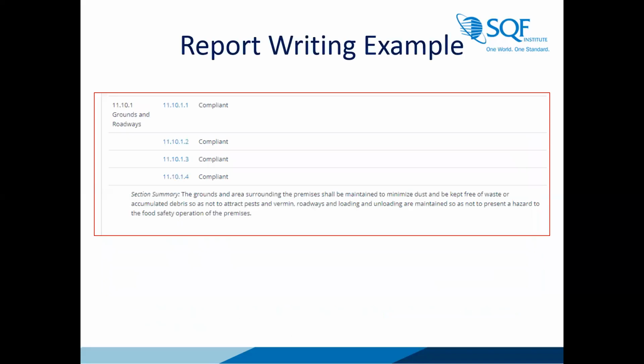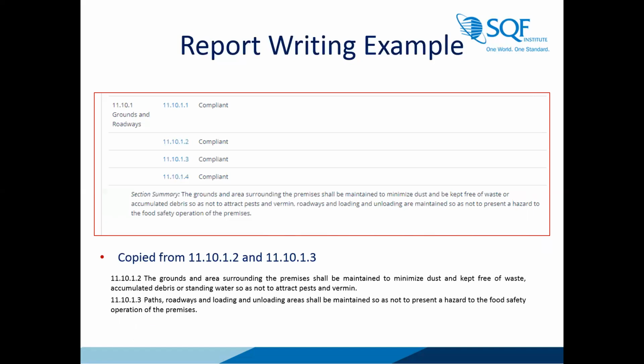The other example is regarding the sectional summary itself. It states here, the grounds and area surrounding the premises shall be maintained to minimize dust and be kept free of waste or accumulated debris so as not to attract pests and vermin, roadways and loading and unloading maintained so as not to present a hazard to the food safety operation of the premises, right? So that's really good, but this is literally copied from our code requirements, a combination of two code requirements. So I applaud the auditor for blending two together, but basically they just copy pasted what the code requirement was.